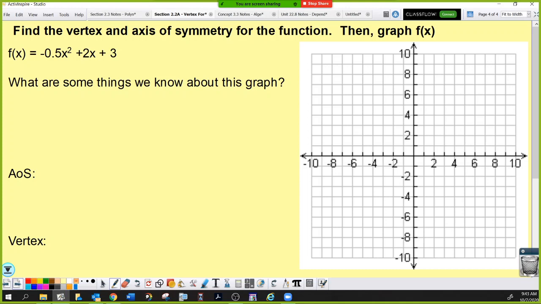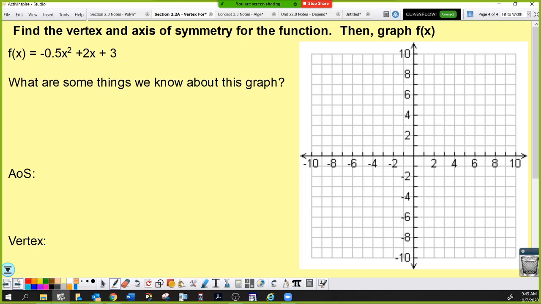So anyway, what are some things we know about this graph? Well, we know that it's got a negative sign on the front. What does that tell me? It's opposite, and it changes the y value. Well, yeah, it changes the y value, but I just mean what does it do to its shape? Because you're right, it is an outside thing, so it does change the y values. What does it do to them?